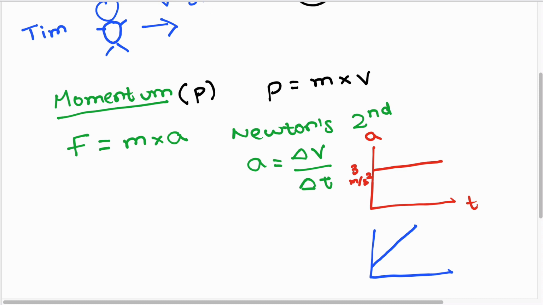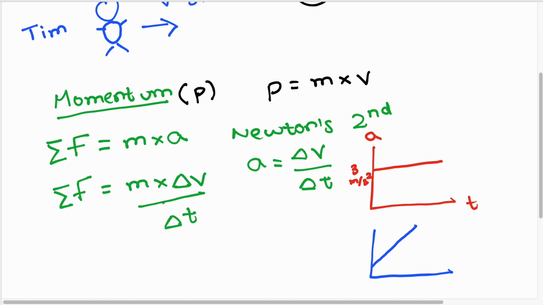So that's acceleration. Now we go back to this equation right here, and we substitute the change in velocity over the change in time into this equation. So you have our net force is equal to mass times the change in velocity over the change in time.